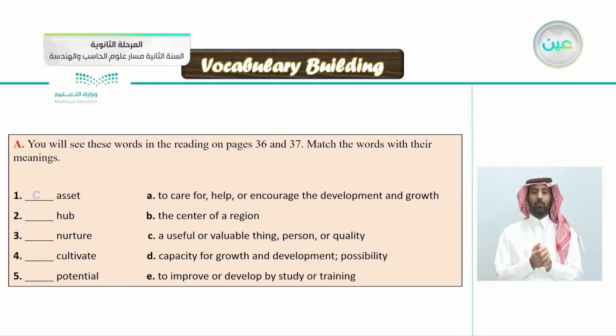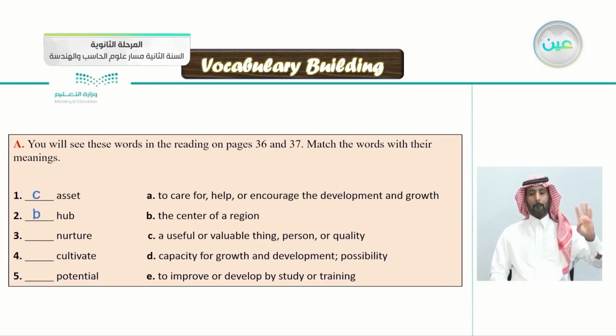Let's see the correct answer here. It's C. Asset means a useful or valuable thing, person or quality. So if you are an asset to someone, it means that you are valuable or useful. Number 2, hub. Which definition here means hub? Let's check the correct answer here. It's B, the center of a region. So the center of a region means hub.